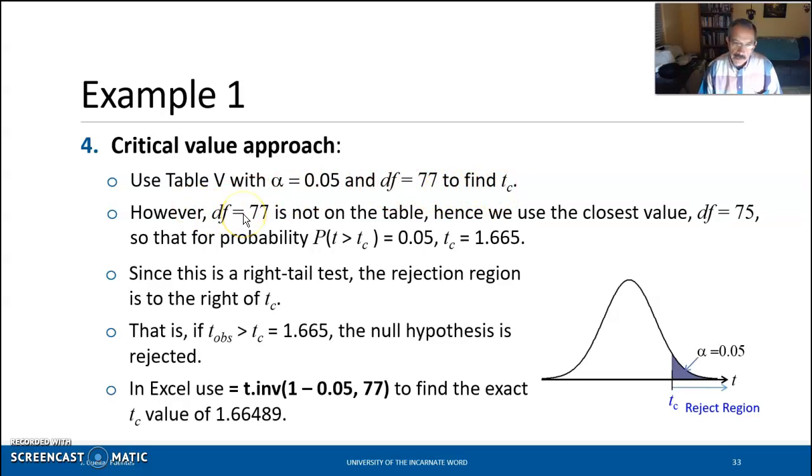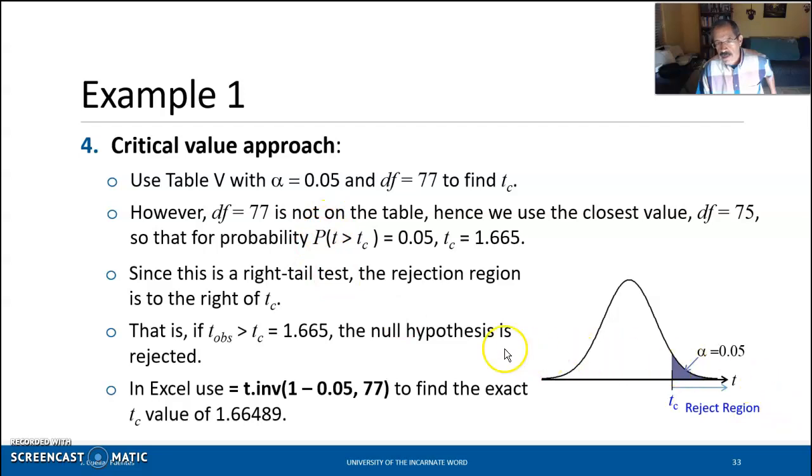Now, the table, as you can see, does not contain a row for 77 degrees of freedom. So we're going to use the closest row in degrees of freedom, which is 75. So that's the row that we're going to use in table 5. So find that row on your table 5, and then look at the top and find the probability of 0.05, and then at the intersection of the column with the probability of 0.05 and the degrees of freedom of 75, you find that the t-value is 1.665.